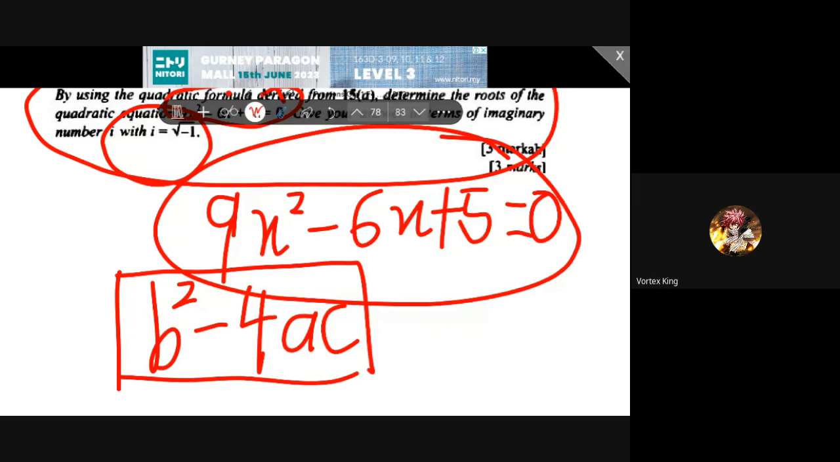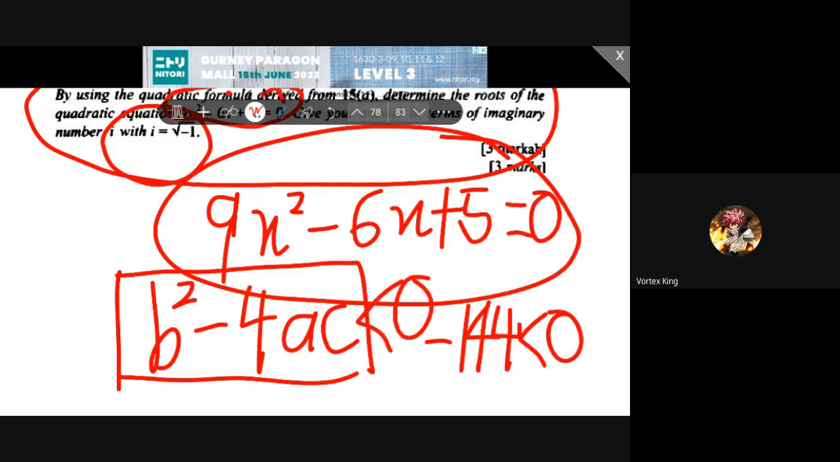What value do you get? Do you get positive? Do you get 0? Do you get negative? Ini bukan langkah dia, tapi I want to give you the concept. That's very good, accurate, negative 144. So less than 0, right? Kalau B square minus 4AC lebih kecil dari kosong, apa maksud dia? Apa jenis punca? What is the type of roots for this kind of equation?